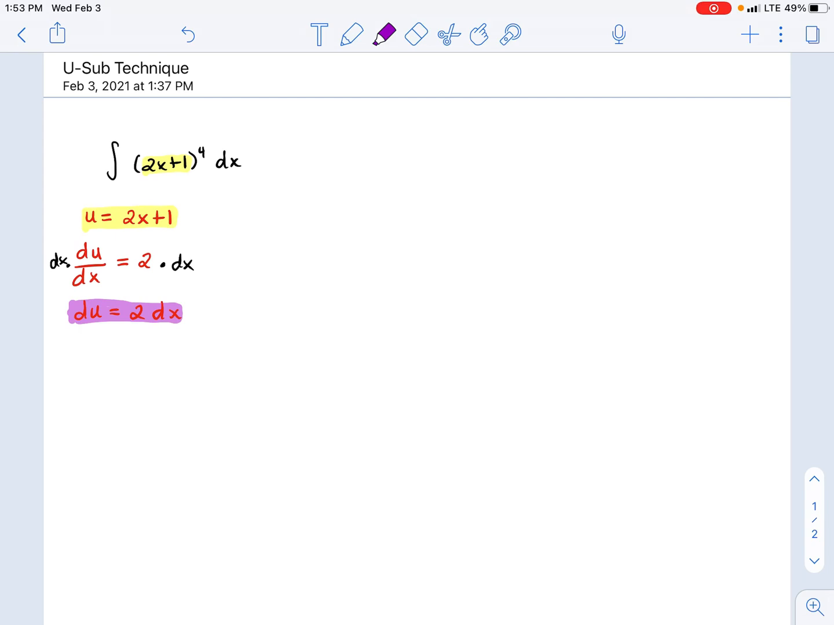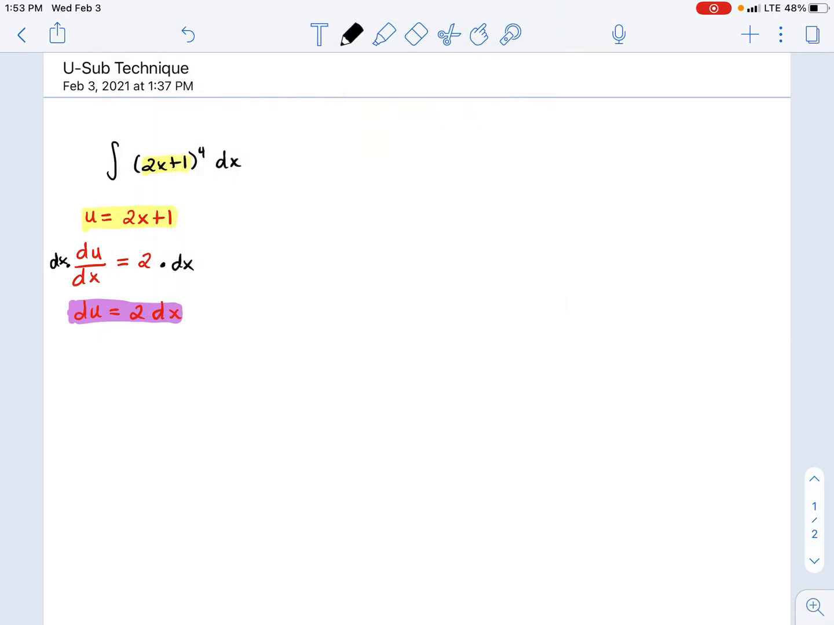I'm just going to highlight this in purple. The point of this technique is you want to substitute in your u and your du so that you can integrate with respect to u. Once you do that, you'll be able to plug back in terms of x and find your indefinite integral.